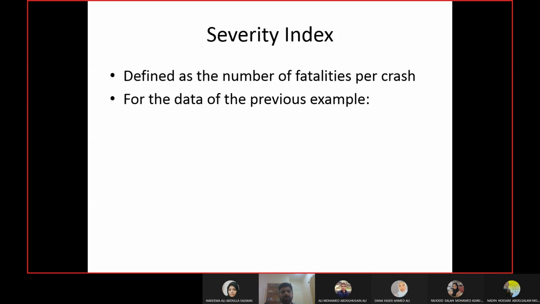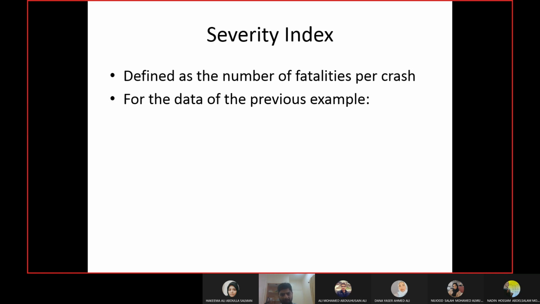Severity index means the ratio of fatalities or deaths and number of crashes. So severity index is defined as number of fatalities per crash. So for calculating the severity index, you divide the number of fatalities with the number of crashes.